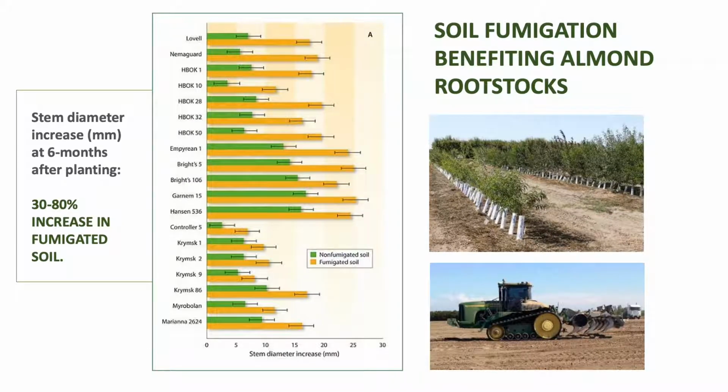There was a study in 2013 evaluating various almond rootstocks, looking at non-fumigated soil versus fumigated soil. It did show soil fumigation does benefit almond rootstocks. They examined the stem diameter, and at 6 months after planting, there was a 30% to 80% increase in fumigated soil.